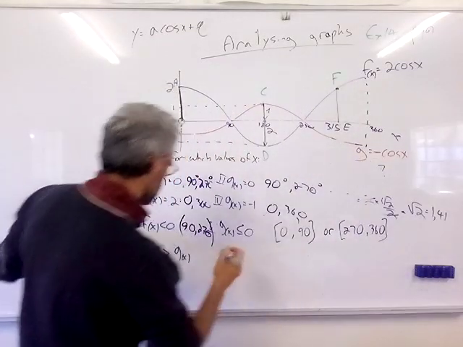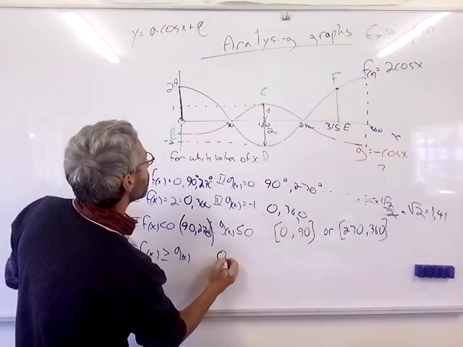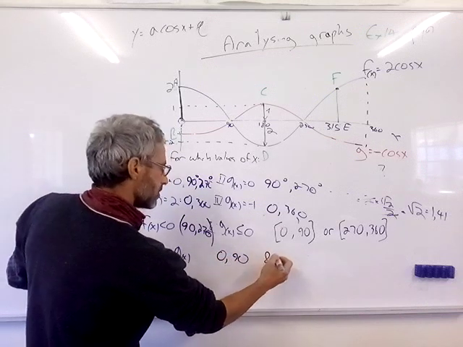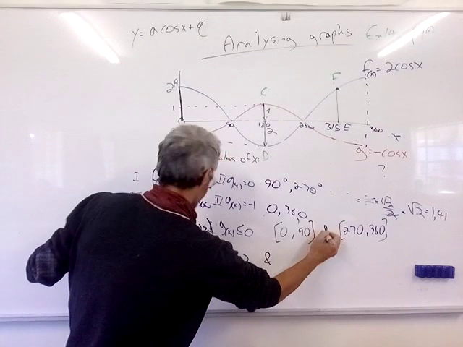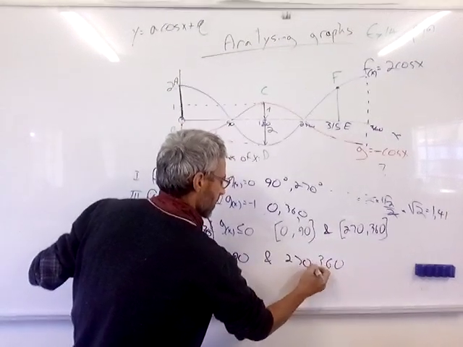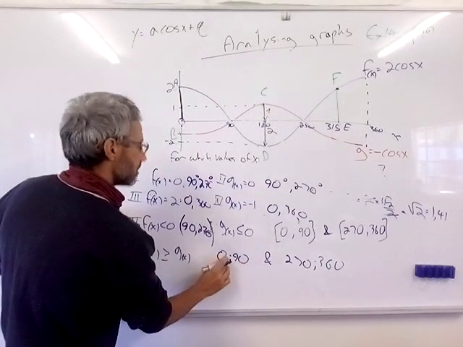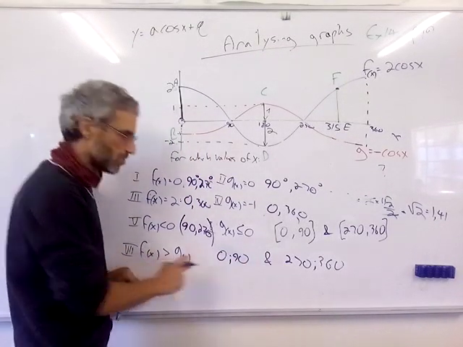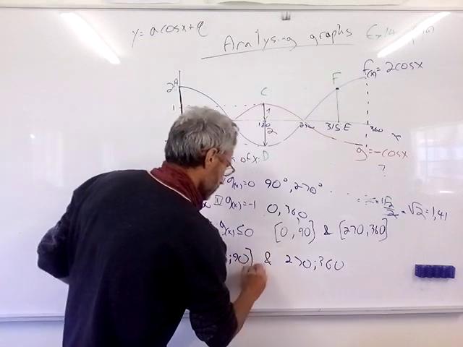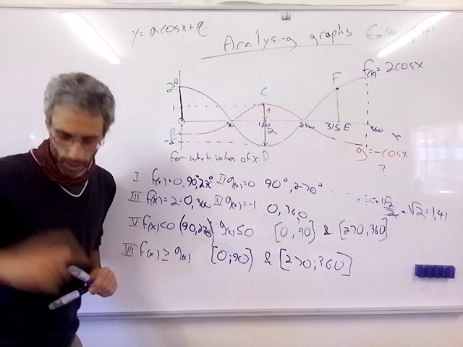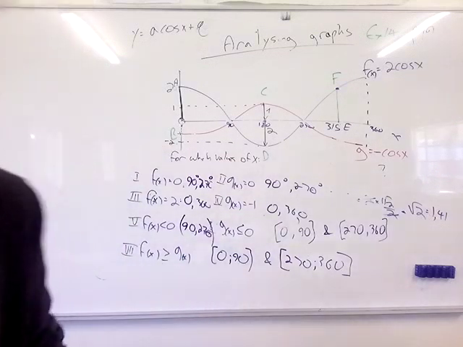So we have two regions, 0 to 90 and 270 to 360. Okay, what kind of brackets? Square. Why do we have square? Because it could also be equal. Okay, I'll pause here for questions and then we'll move on.